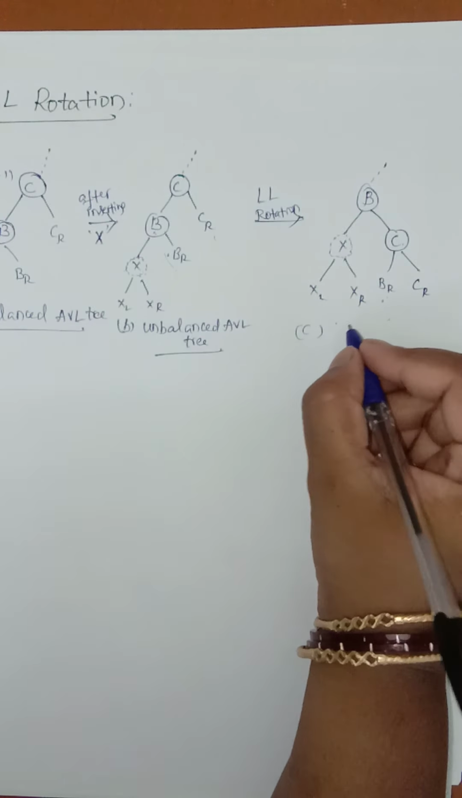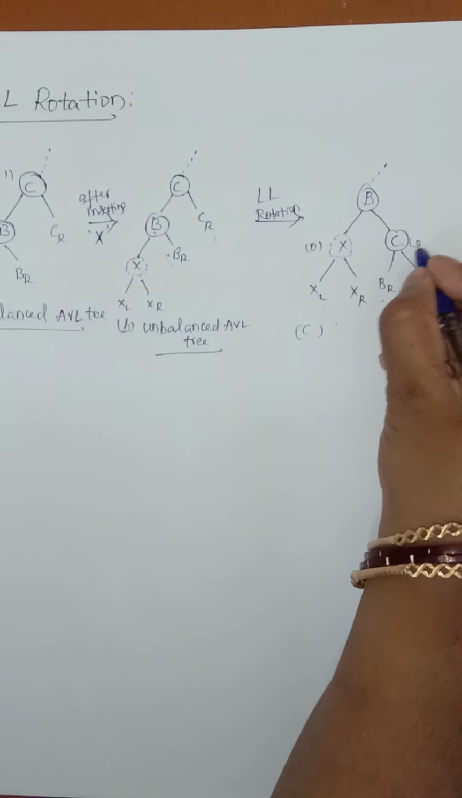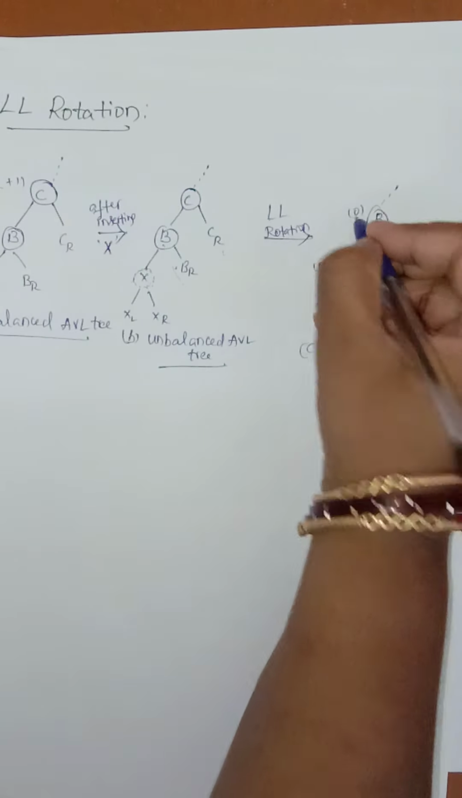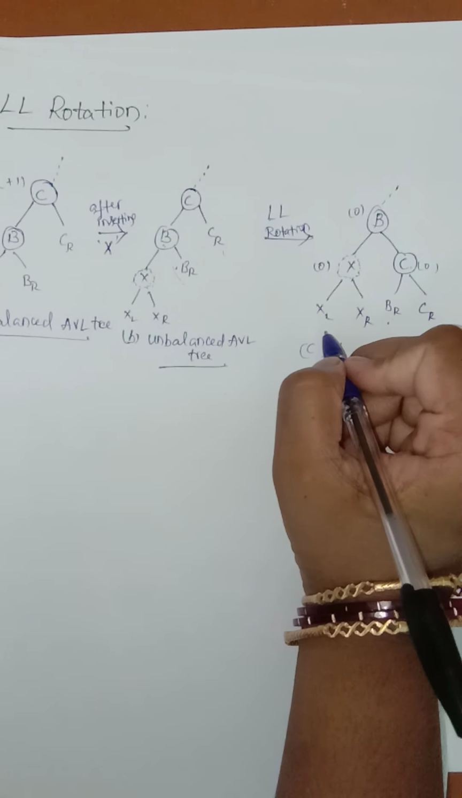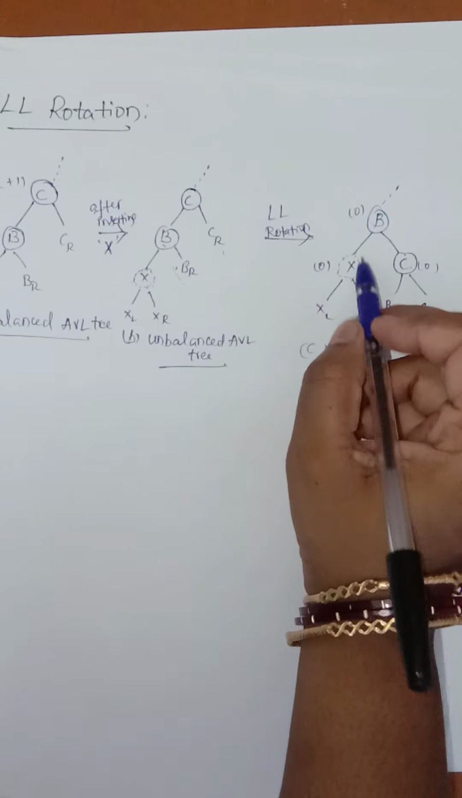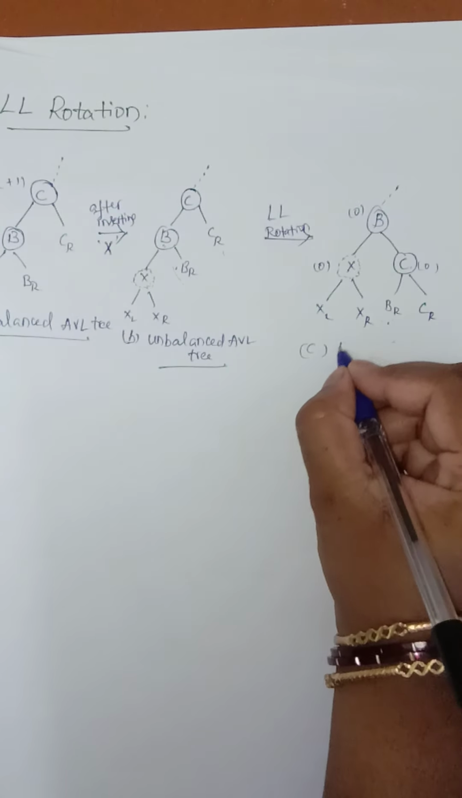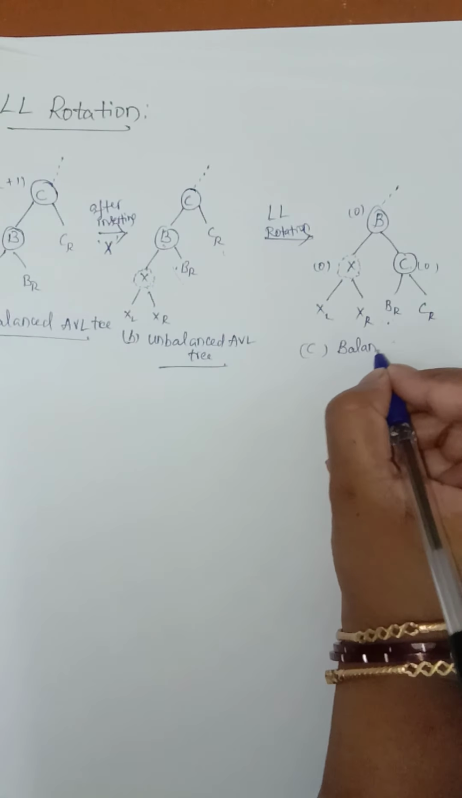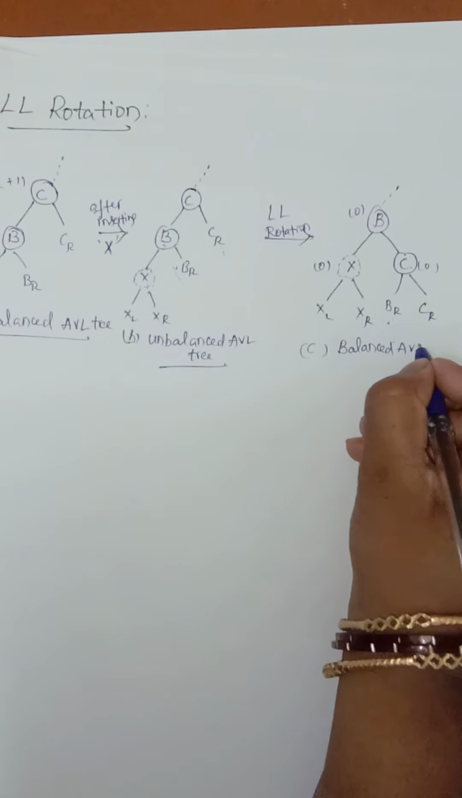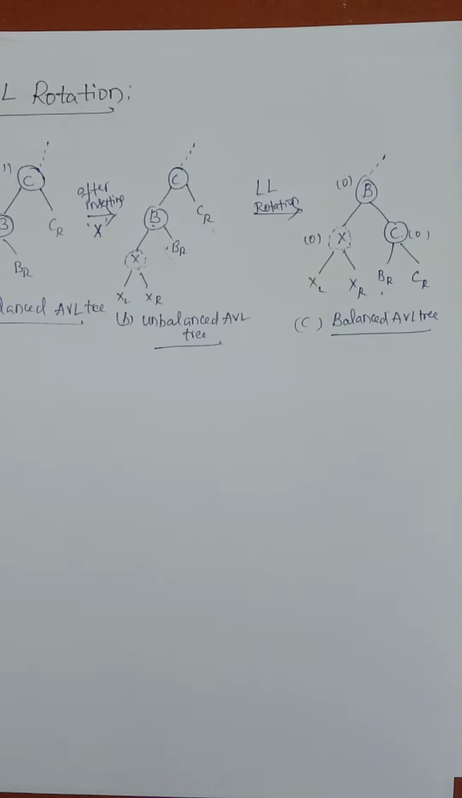Now we can say that the height of this is 0, the height of this is 0, the height of this is 0. How can we consider the height of the tree? Left minus right subtree is 0, left minus right subtree is 0. So we are making the unbalanced tree a balanced AVL tree by using LL rotation.